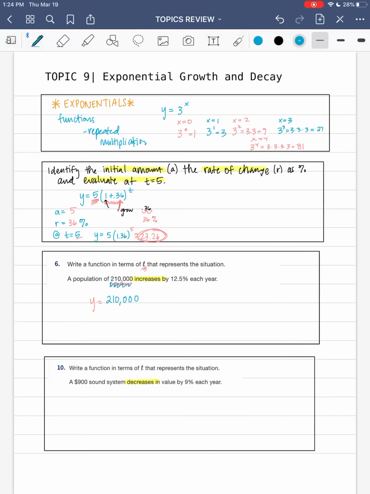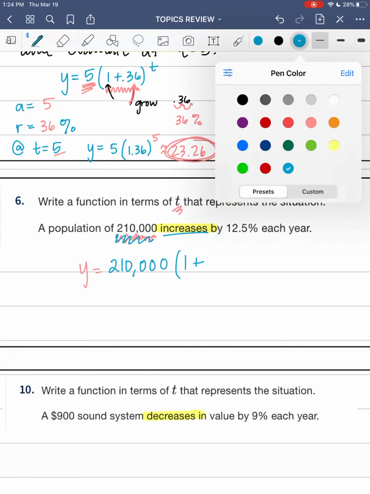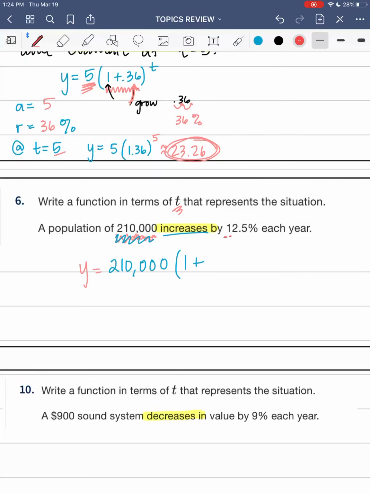Okay, y equals 210,000, that's the starting amount, and then in parentheses it's increasing, so we're going to have 1 plus 12.5%. We need to put that right here, but it has to go in as a decimal instead of a percent, so we need to move the decimal point over 2 places. So we're actually going to put in 1 plus 0.125, and then to the t. So that's the equation that we write. That is the function. That's our final answer.